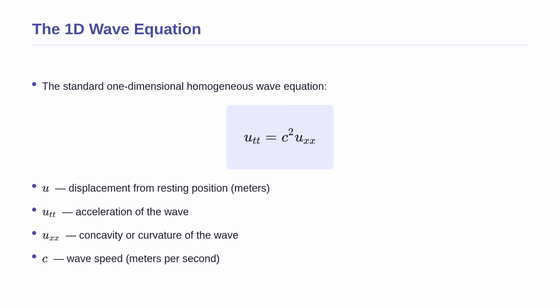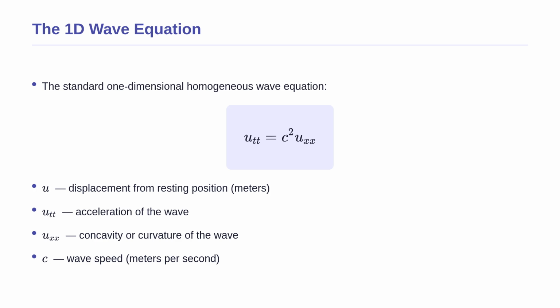The homogeneous wave equation is a partial differential equation written as u_tt = c² u_xx. Conceptually, this relates the second derivative of displacement with respect to time, which is the wave's acceleration, to the second derivative with respect to position, which measures the wave's curvature. The constant c represents the speed at which the wave travels. Therefore, c squared is the wave speed squared.